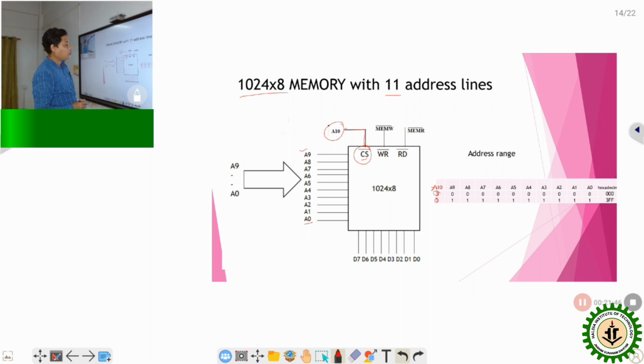So here also A0 to A9 will vary from all 0 to all 1 for the selection of the first memory element to the last memory element, whereas the A10 line will remain fixed at 0. So in this case also the address range will be 000 to 3FF.